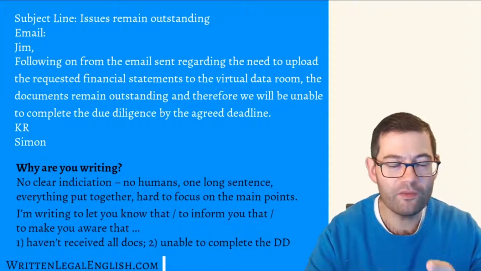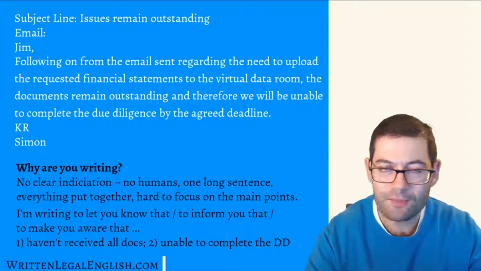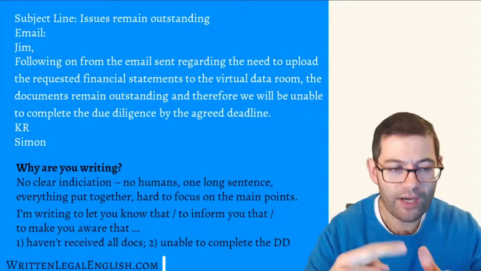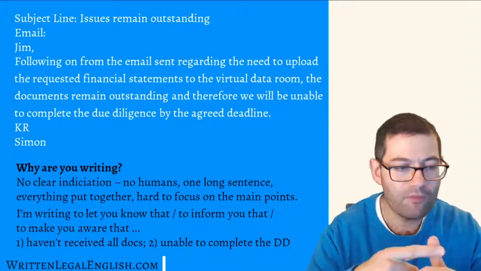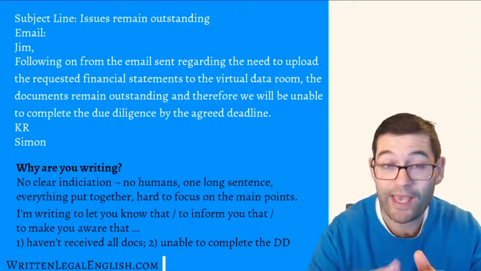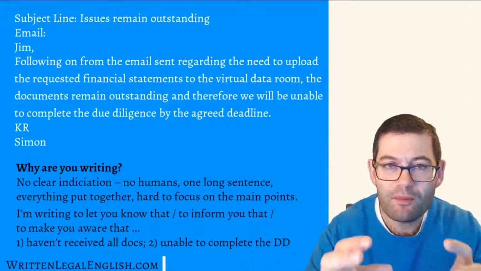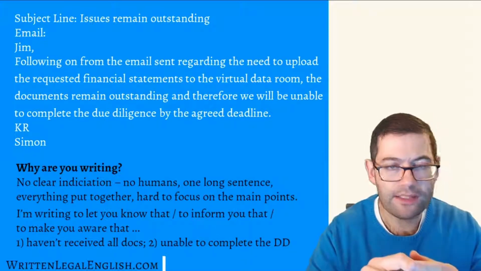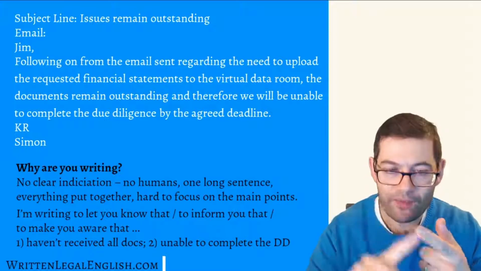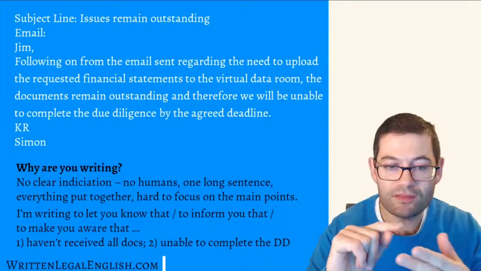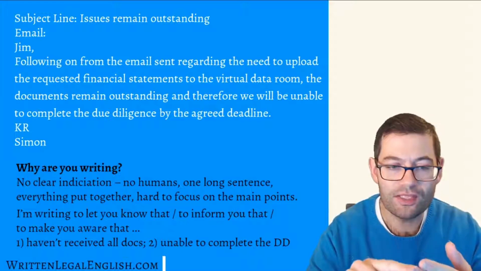We can start off with some really simple but formal ways to start the email. I'm writing to let you know that. I'm writing to inform you that. I'm writing to make you aware that. So, clear beginning. Why am I writing this email? And then I've highlighted the two points: that I haven't received all the documents to the VDR, and as a result, I'm unable to complete the due diligence.